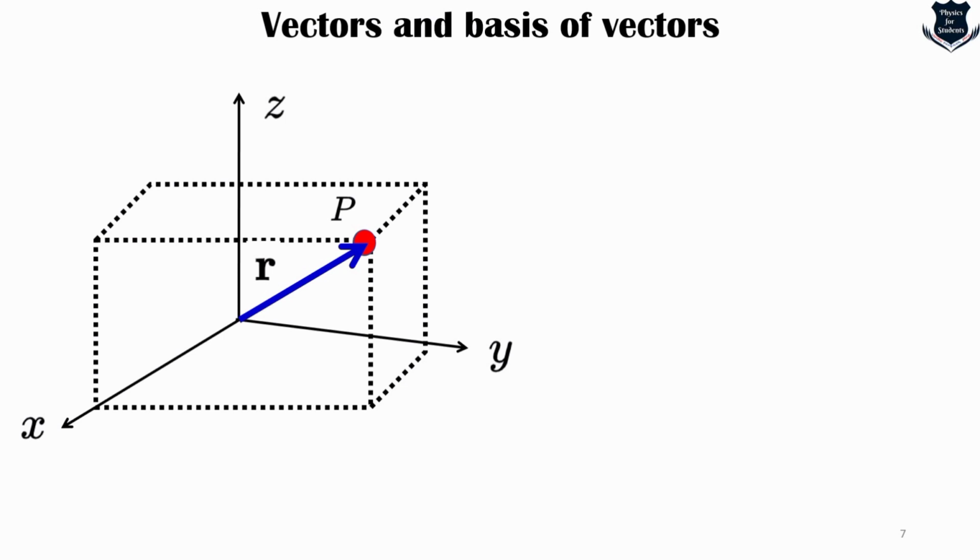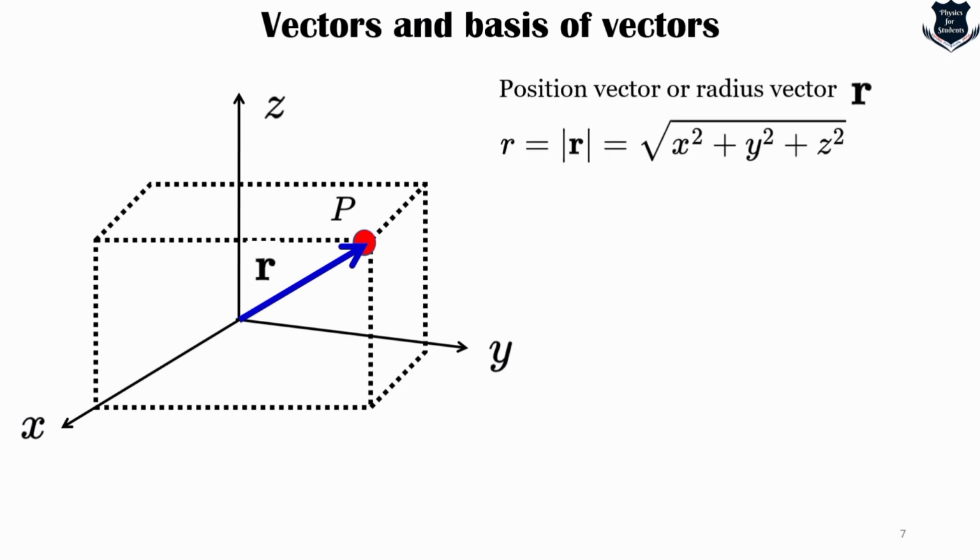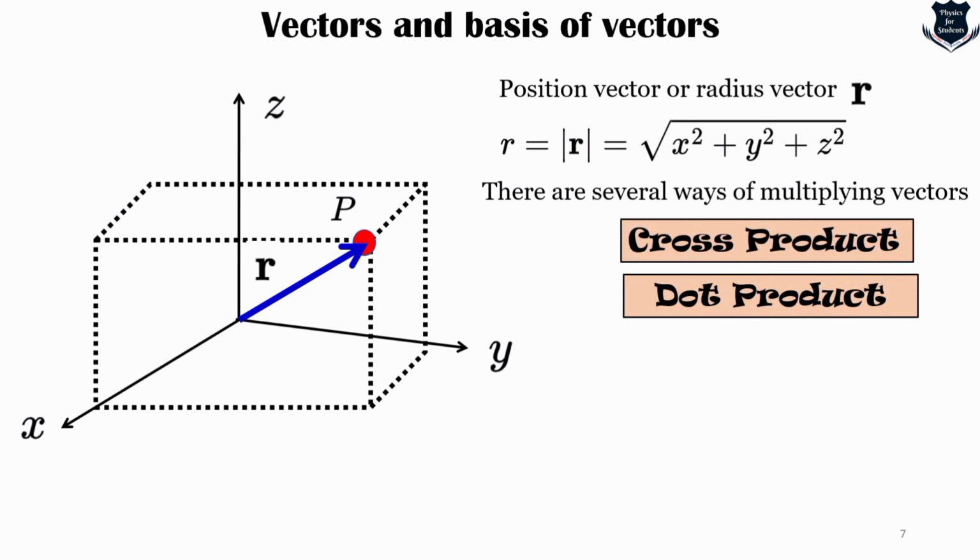The position of a vector magnitude is also denoted by R, and we can calculate this. Sometimes we use a unit radial vector, which is simply the radius of the vector. Now there are several ways of multiplying vectors. The two most common are called the cross product and the dot product.